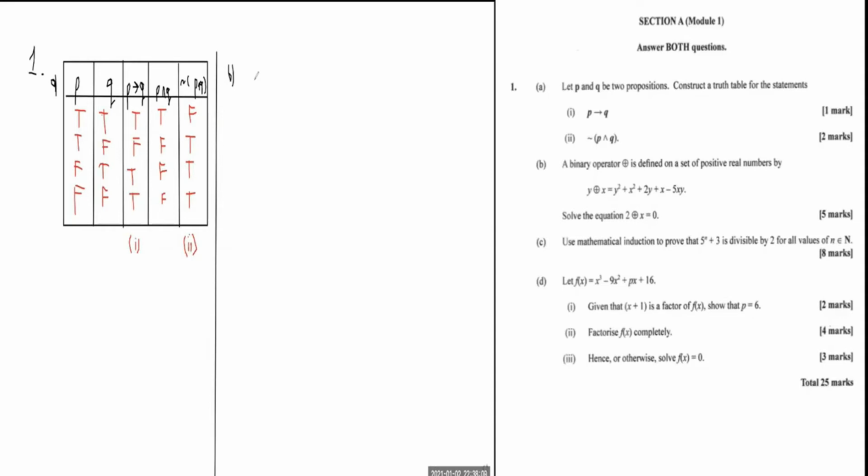Solve 2 phi x equals 0. I'm going to call it phi, even though I don't know what that symbol is. So 2 circle cross x is equal to 0. This is what we're solving. Now this means that looking at the equation, anywhere we see y, we're going to replace it with 2. So y squared is 4, plus x squared.